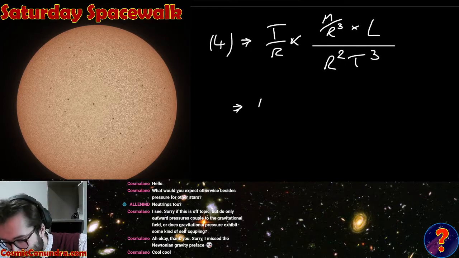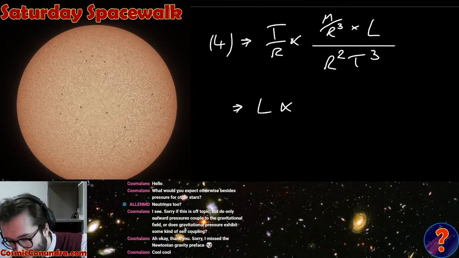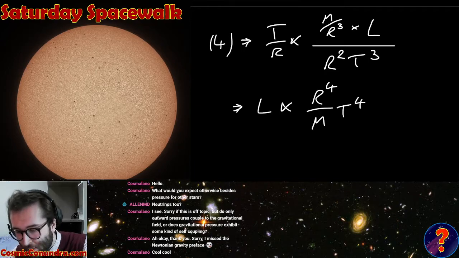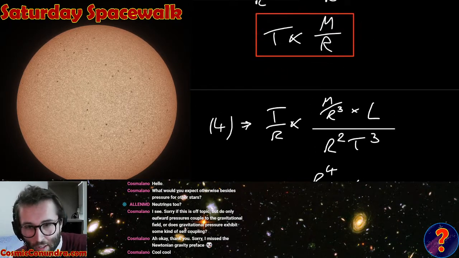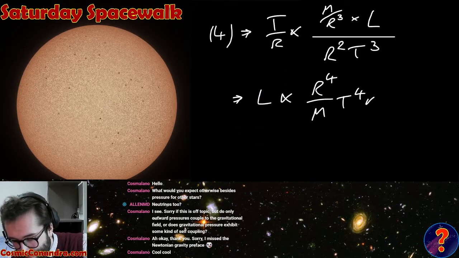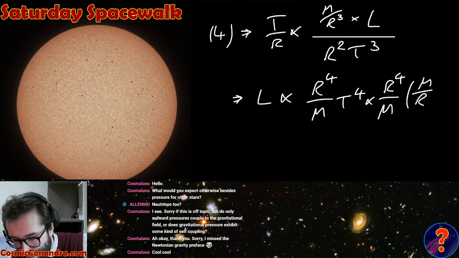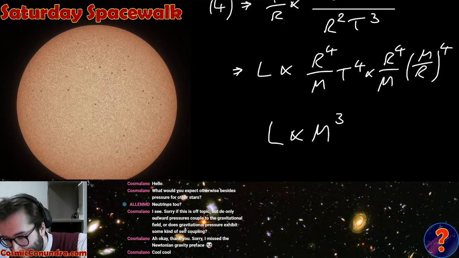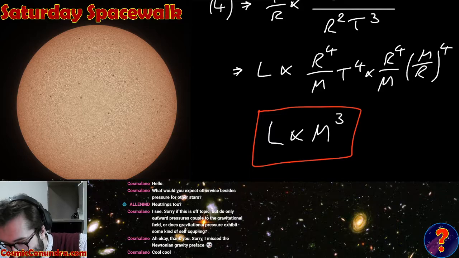And now rearranging that for luminosity, that just tells us luminosity is proportional to R to the 4th over m times T to the 4th. But of course, we have an expression for T up here, a scaling relation, so we can put the T scaling relation into here. So that is R to the 4th over m times m over R to the 4th, which tells us that the luminosity is roughly proportional to the mass cubed. During the main sequence phase, this is anyway. Okay.